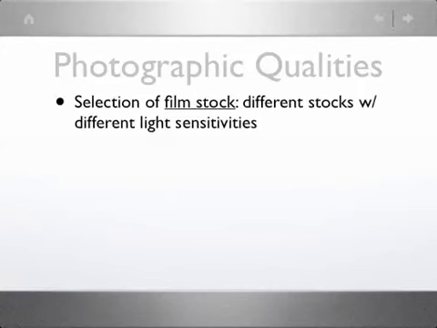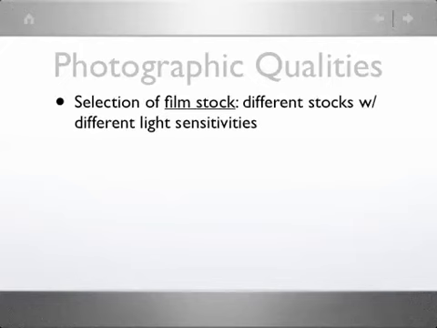So any kind of images that are captured on film, whether those are still images or moving images, are going to have particular photographic qualities. And there's a few different things that go into what the photographic qualities that any given film image is going to have. One of these is the selection of the film stock on which the moving images are being recorded.